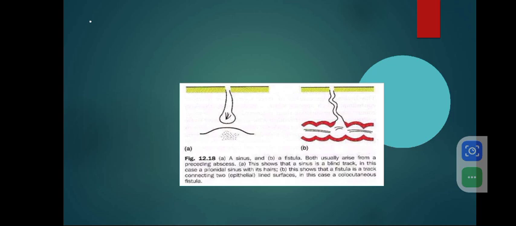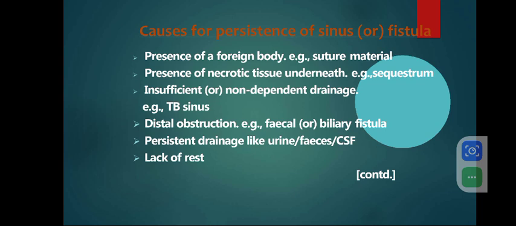This is the figure, and we can easily see how it is. Figure A is sinus and figure B is fistula. Both usually arise from a preceding abscess. This shows that a sinus is a blind tract, in the case of pilonidal sinus with hairs. This shows that a fistula is a tract connecting two lined surfaces, in the case of colocutaneous fistula.